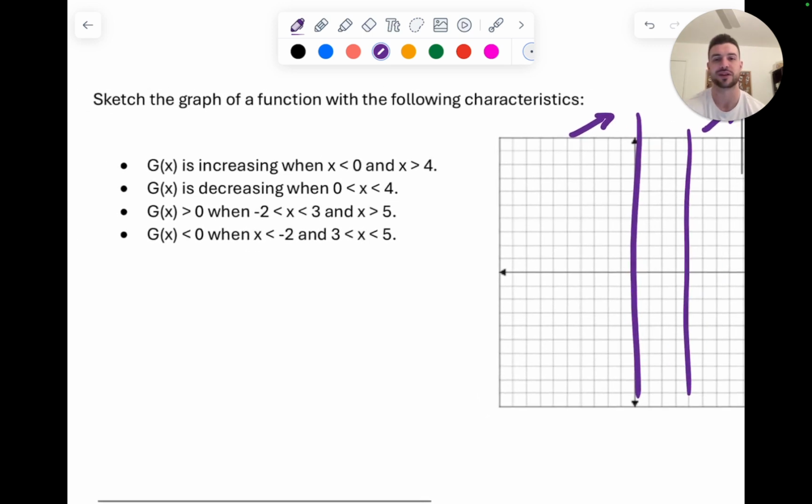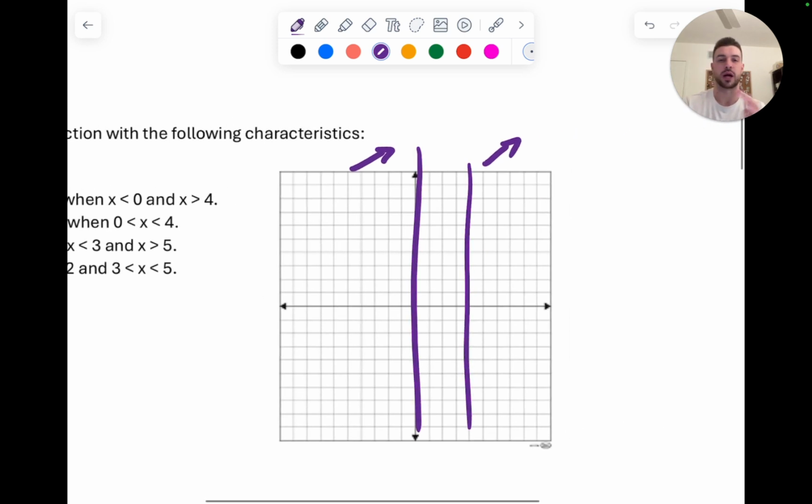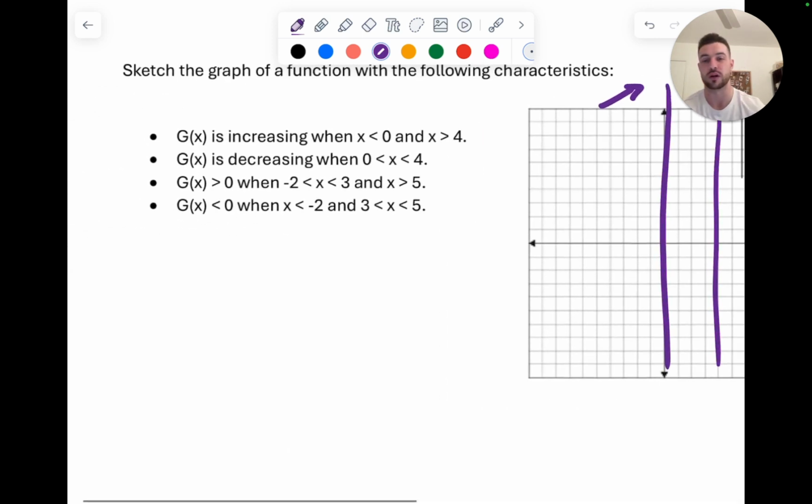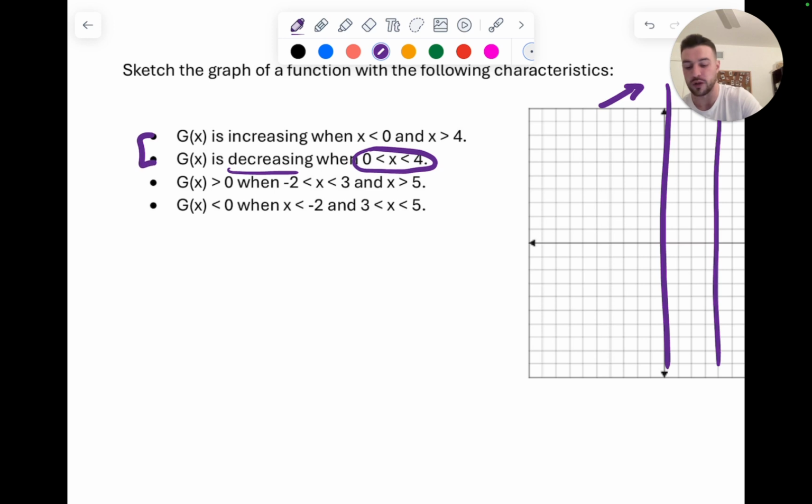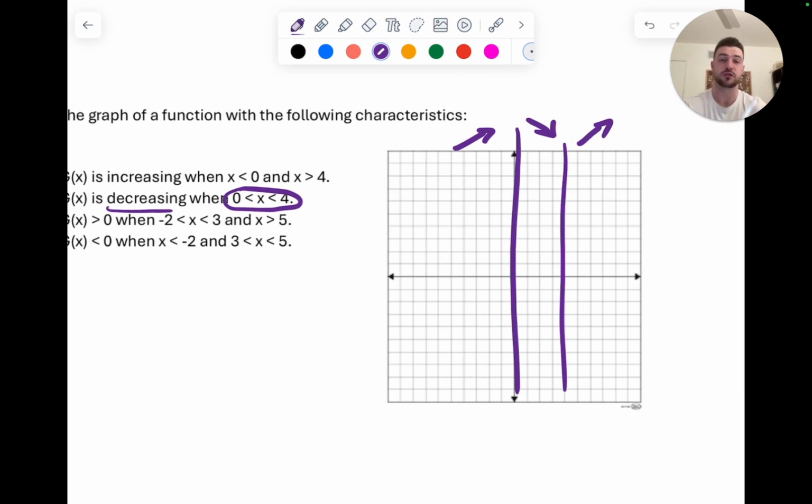Well, without even reading the second line, if we know we're going up outside of these values, it's probably a safe assumption, and we can see by looking at the next bullet point that we will be going down in between. We are decreasing between 0 and 4. So our first two bullet points are really just talking about when we are increasing and decreasing, when we are going up and down. So as you can see, I drew these lines, which I'll erase later, but it kind of tells me what parts I should be going up through and what parts I should be going down through.